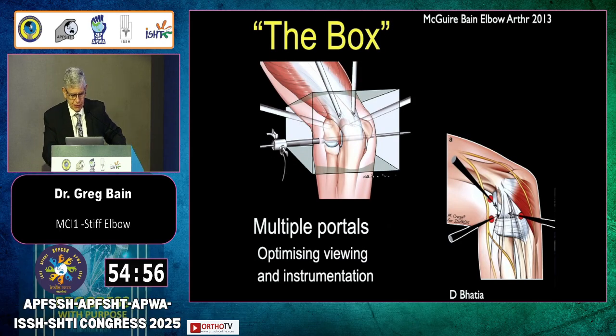We use the concept that we described initially in the wrist, in the elbow as well, which is the box. So the box concept is basically to use multiple portals and make sure that you have the best panoramic view of the pathology, and then from another direction you're bringing the working instrument in the best line to be able to debride or resect or whatever's required when managing this case.